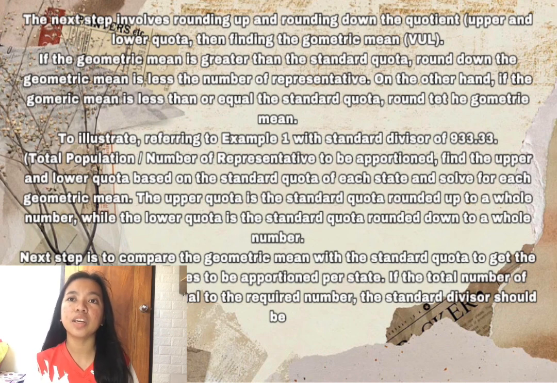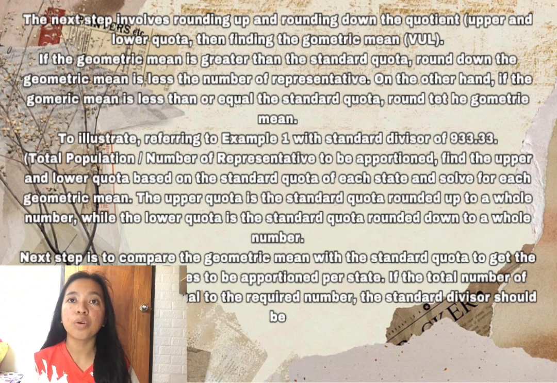If the geometric mean is greater than the standard quota, round down the geometric mean to get the number of representatives. On the other hand, if the geometric mean is less than or equal to the standard quota, round up the geometric mean. To illustrate, referring to example 1 with a standard divisor of 933.33, total population, and number of representatives to be apportioned, find the upper and lower quota based on the standard quota of each state, and solve for each geometric mean. The upper quota is the standard quota rounded up to a whole number, while the lower quota is the standard quota rounded down to a whole number.